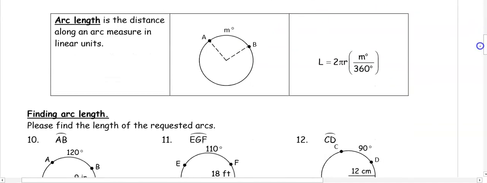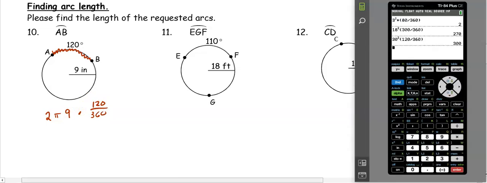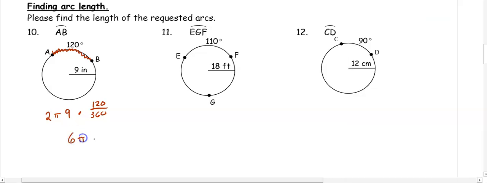So arc length, then, is a similar idea to the area of a sector. We're looking for just part of our circumference. So think of arc length as like the crust of a pie or of a pizza. So we would have the circumference still, and then we're going to multiply by the measure over 360. In number 10, we want to find the arc measure of AB. So we would have 2 pi 9 times 120 over 360. We're not going to put pi in the calculator. 2 times 9 times parentheses 120 divided by 360 would get us 6 pi inches.